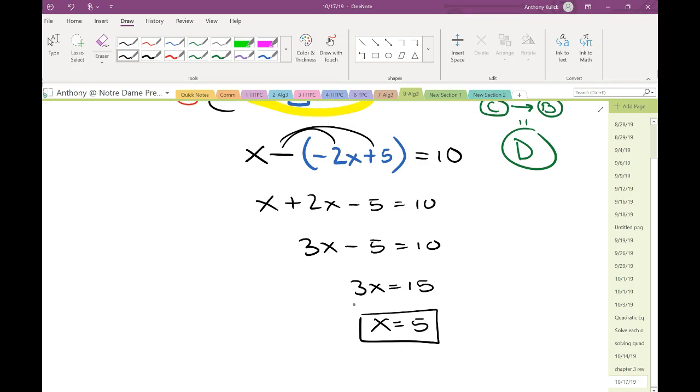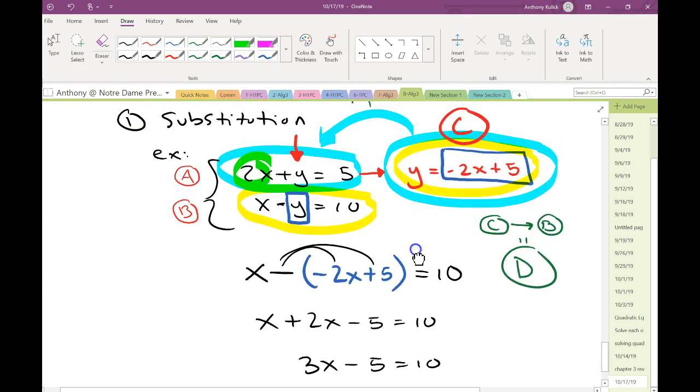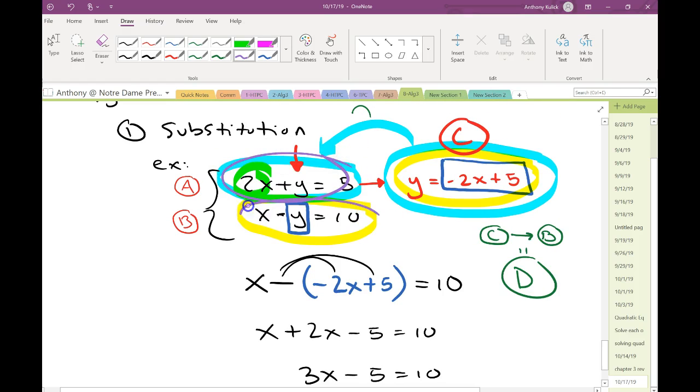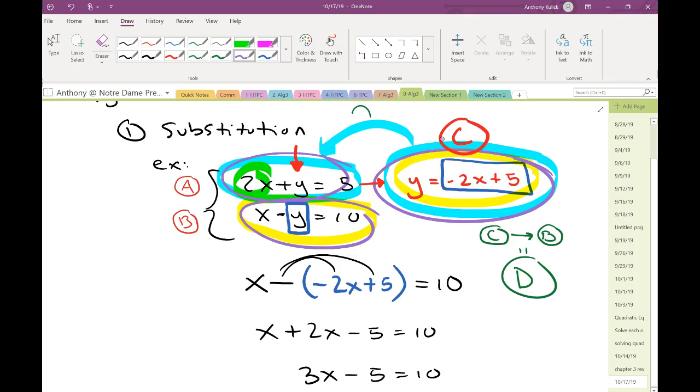How can I figure out what y equals now that I know what x is? Olivia? Yeah, in fact, there's 3 places I could plug in x. I could plug it into equation A, into equation B, or into equation C. Why can't I plug it into equation D? There's no y's in equation D, right? There's only x's.